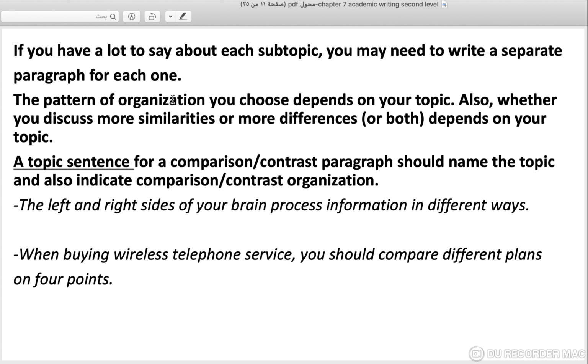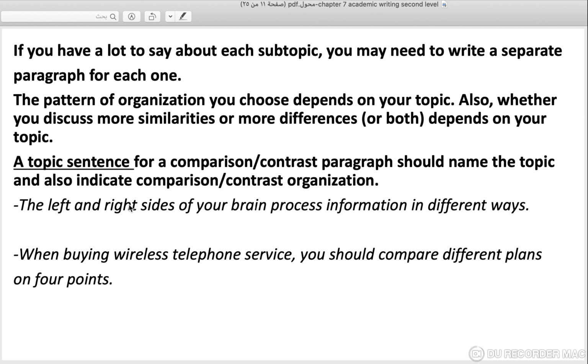The pattern of organization you choose depends on your topic. Also, whether you discuss more similarities or more differences or both depends on your topic. فمثلا احنا شكل ما نستخدم اي باترون من ذولي الاول او الثاني راح يعتمد على الموضوع مالتنا، وش قد موجود هل موضوعنا معتمد على المقارنات او المقارنات بقليلة.